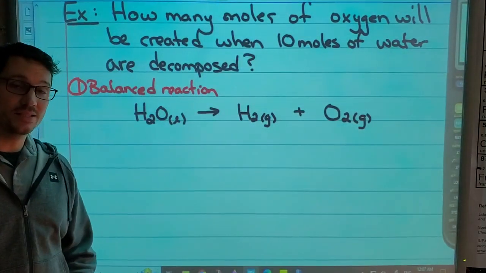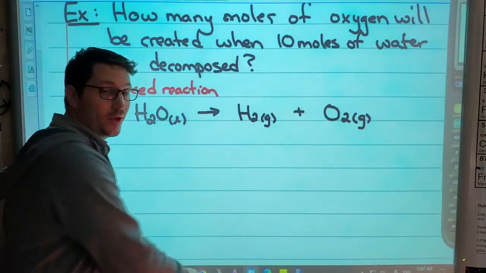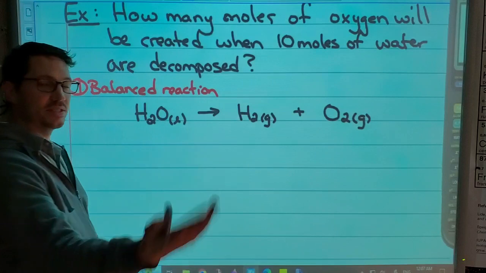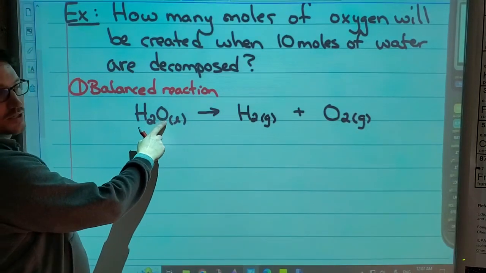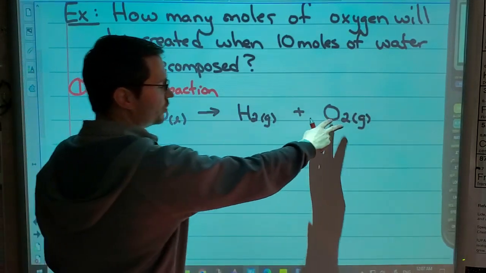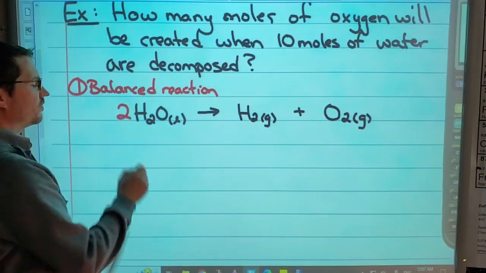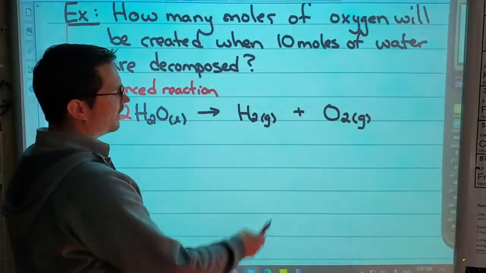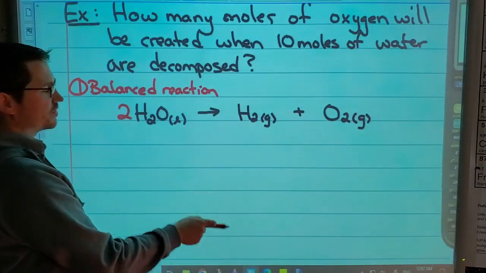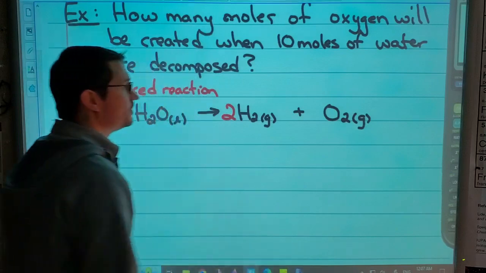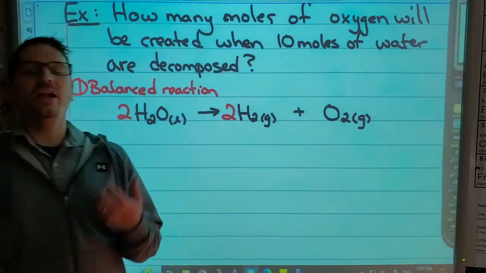Now we need a balanced chemical reaction, so let's go ahead and balance this. 2 hydrogens, that's great. 1 oxygen in the reactants, 2 oxygens in the products, that's not so great. So I have to put a 2 in front of the water. And then that means I need 2 times 2 is 4 hydrogens, so I need 2 times 2 is 4 hydrogens.